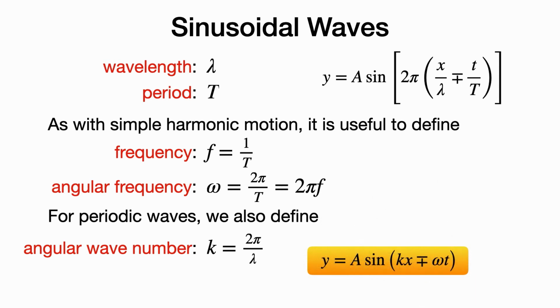And in terms of these angular quantities, it becomes very simple to express a sinusoidal wave as A times the sine of kx minus or plus omega t, where again the minus sign corresponds to a right moving wave and the plus sign to a left moving wave.